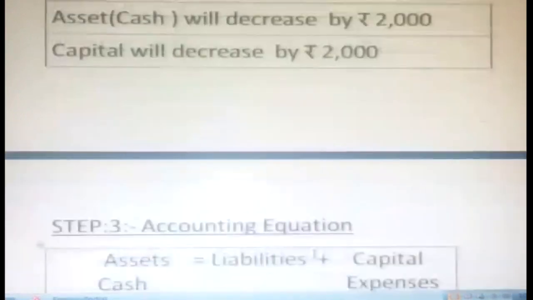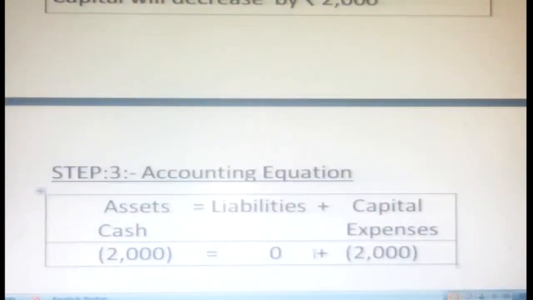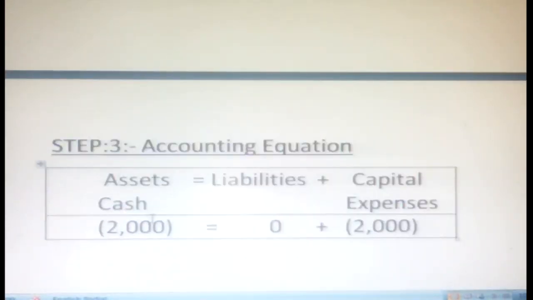So how do you give the accounting equation? See here. As an asset, naturally cash reduced how much? 2000. That's why I have shown it within the bracket. Liabilities 0, but the capital, since it is an expense, I show only in capital. So it reduces by how much? 2000. So the accounting equation is equal.